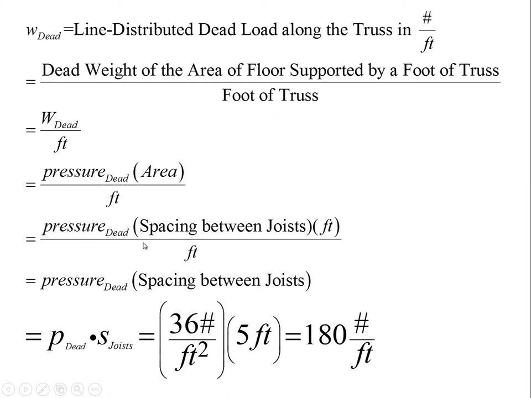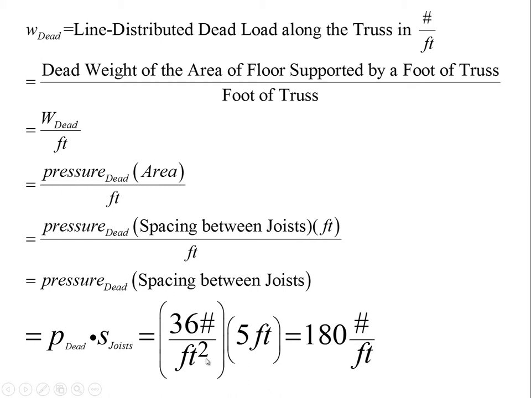And then we say, well, that area is the spacing between the joists, which in this case is 5 feet, times 1 foot, because that's how we're getting the area associated with that linear foot of truss: it is 1 foot wide in one direction, and it's the spacing between the joists wide in the other direction. This foot now cancels out that, and so we end up with the dead load pressure multiplied times the spacing of the joists giving us W dead. So we write that formula as P dead times the spacing of the joist.